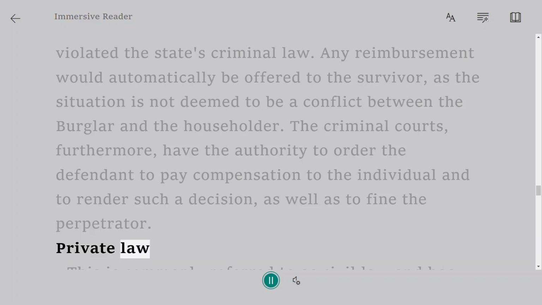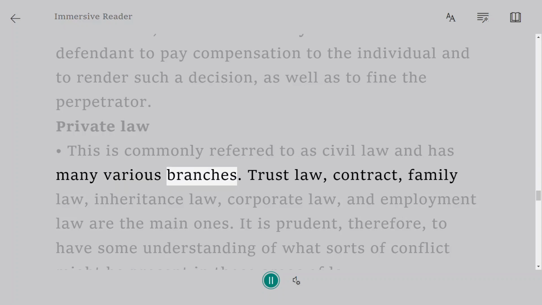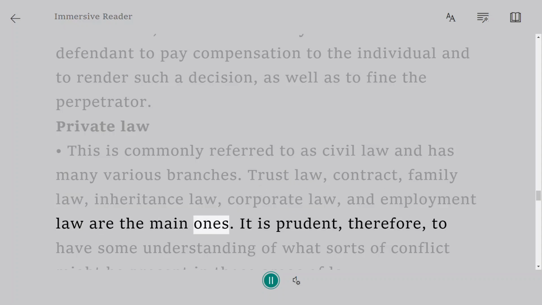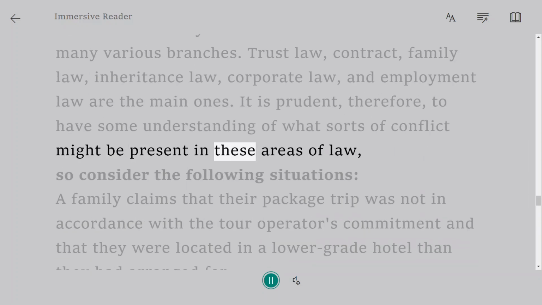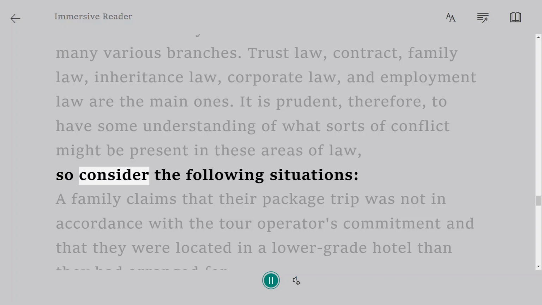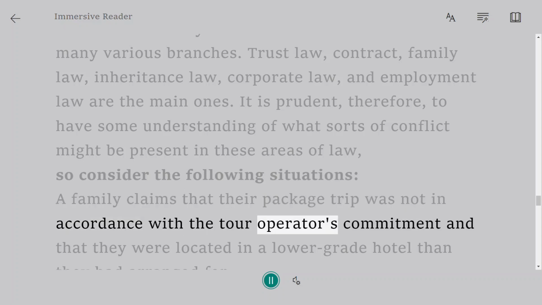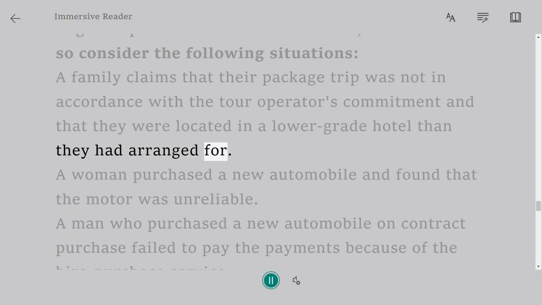Private law. This is commonly referred to as civil law and has many various branches. Trust law, contract, family law, inheritance law, corporate law, and employment law are the main ones. It is prudent, therefore, to have some understanding of what sorts of conflict might be present in these areas of law. So consider the following situations. A family claims that their package trip was not in accordance with the tour operator's commitment and that they were located in a lower-grade hotel than they had arranged for.